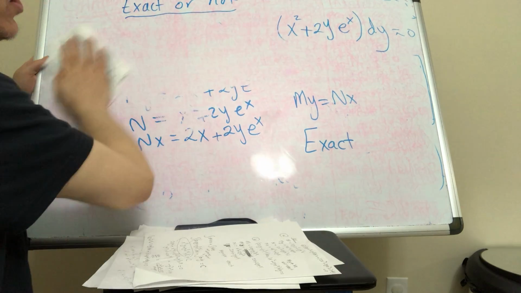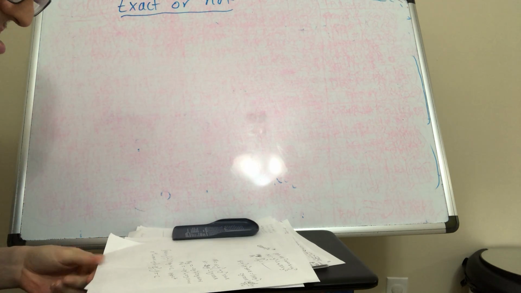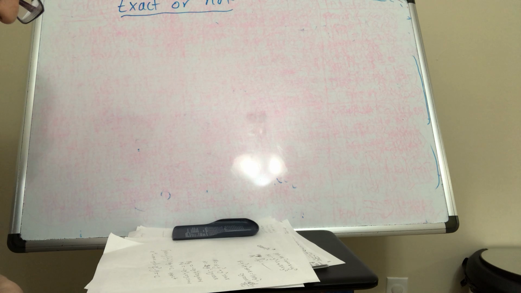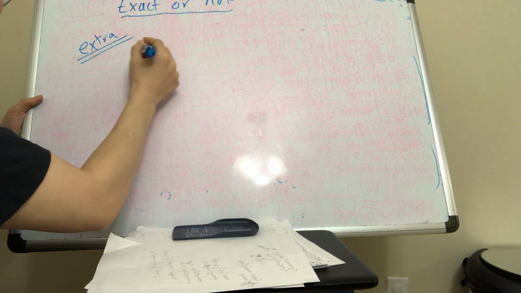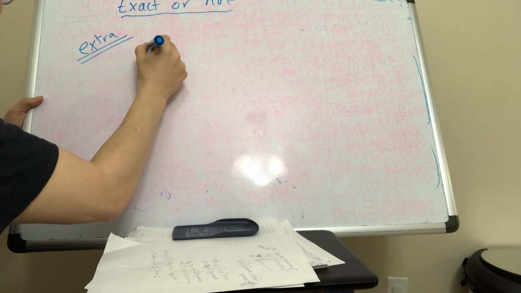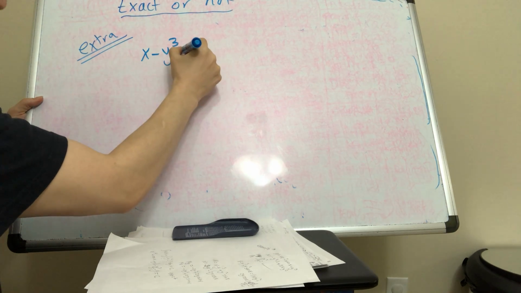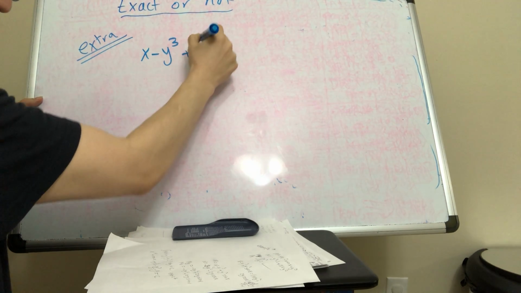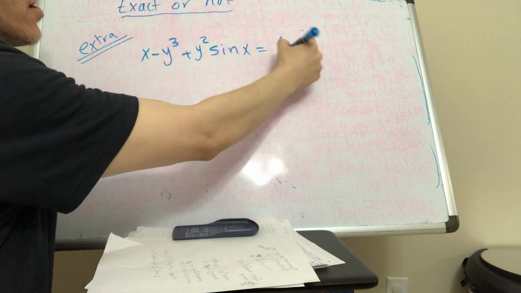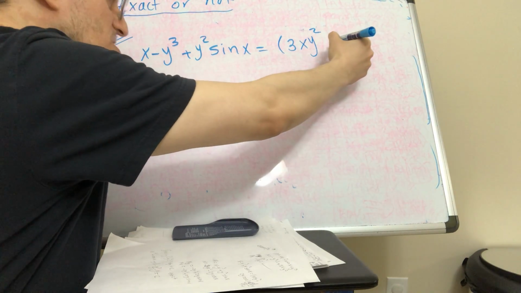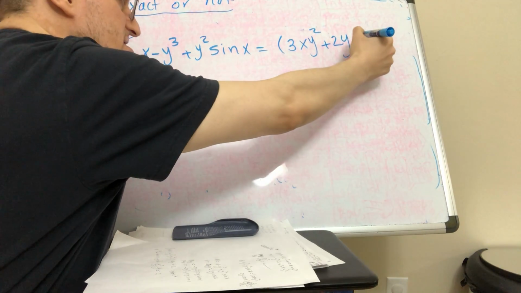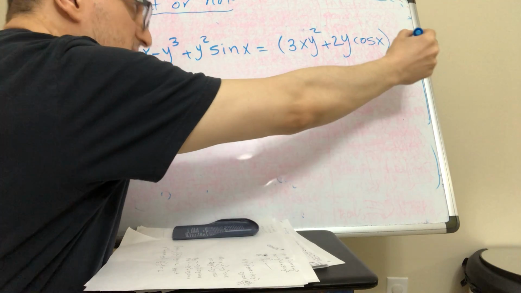I also have an old question, Diego, and there was an idea in this question, so I'd like to go over it. It was, again, exact or not. So this one is extra. It was (x − y³ + y² sin x) = (3xy² + 2y cos x) dy/dx.